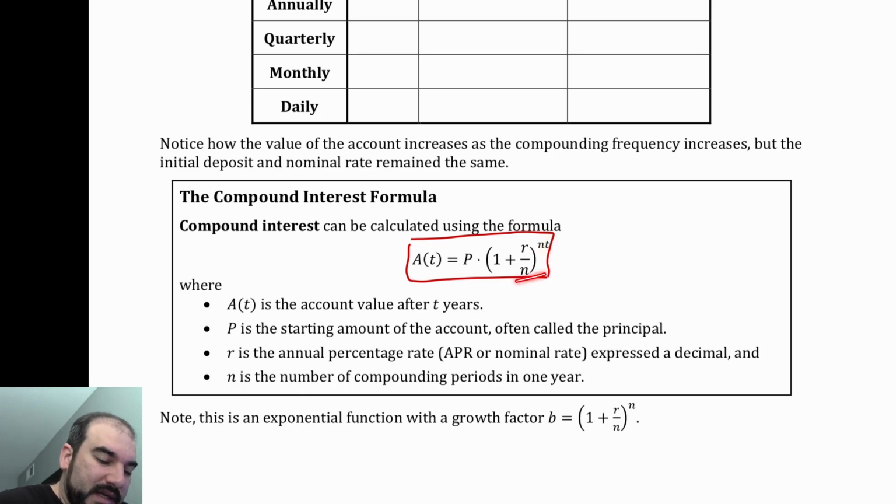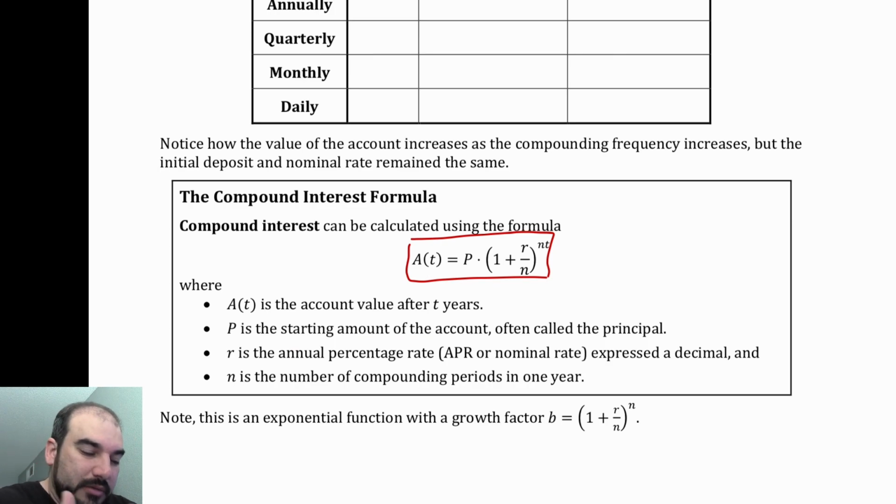So this is an example of an exponential function because a, which is the future value or the account value after 2 years, is a function of t, and t is an exponent. Now, what are some of the pieces in here? Well, p is our starting amount of the account. So that's how much money that you put into the account to begin with.